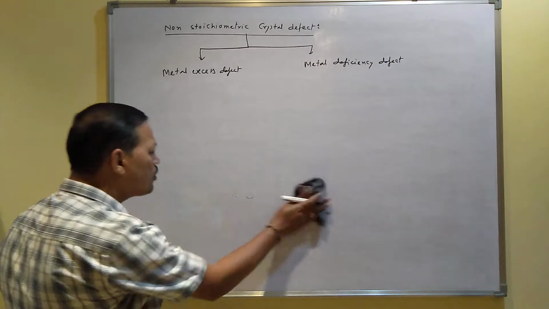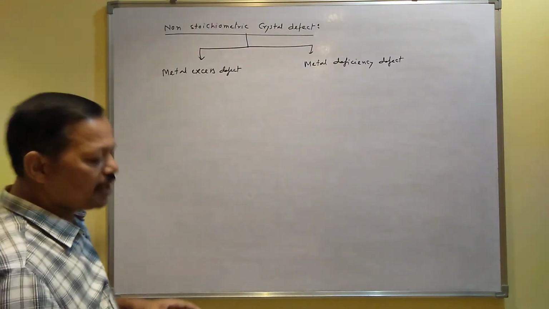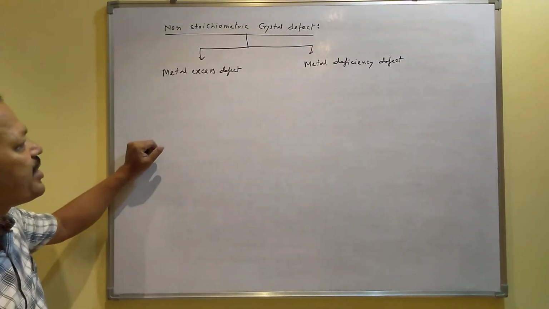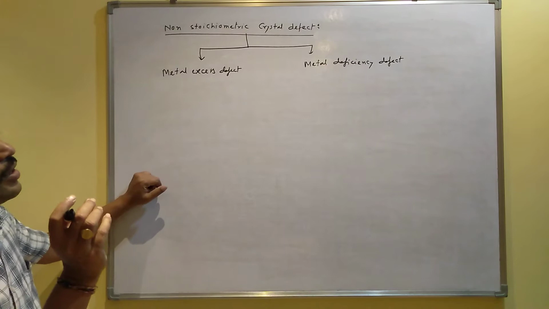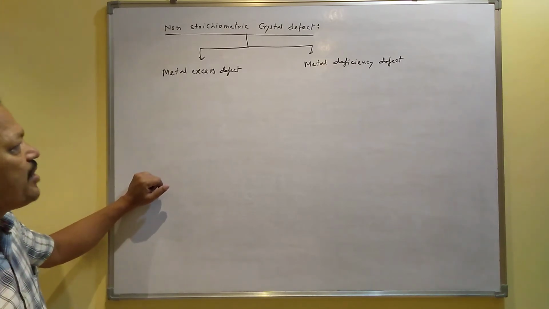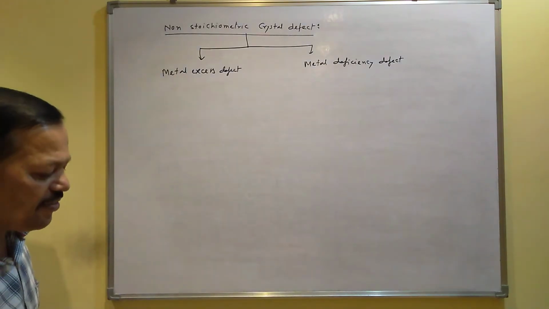So non-stoichiometric crystal defect, there are two types. If positive ions are in excess, then it is called metal excess defect, and if negative ions are in excess, then it is called metal deficiency defect. So first we will discuss metal excess defect.